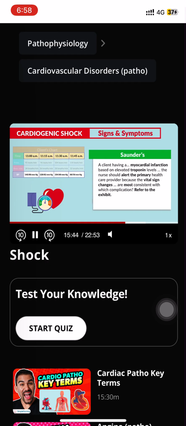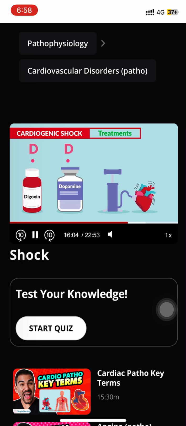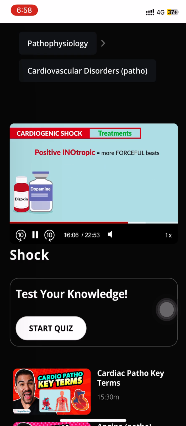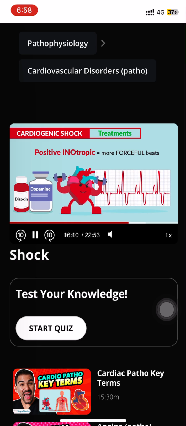So just look at the blood pressure here when clicking on the exhibit. The lower and lower it goes indicates that we have a cardiogenic shock problem. Severely low blood pressure with any type of shock. So the key treatment to help out our failed heart pump is the double Ds here, dopamine and digoxin, which both have inotropic properties, meaning it helps the heart to pump more forcefully.